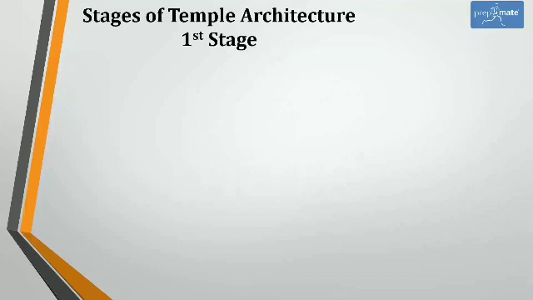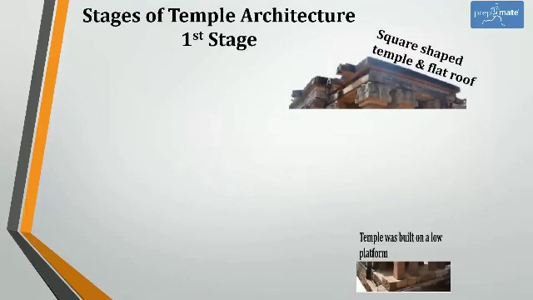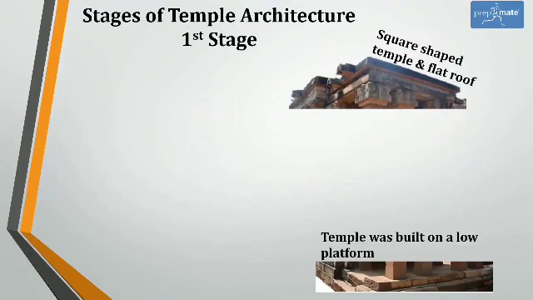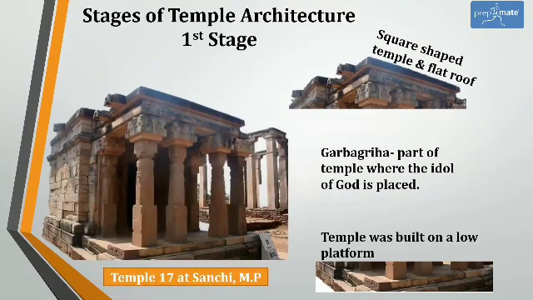In the first stage of temple architecture, temples were square in shape and had flat roofs. The temple structure was built on a low platform. The structure housed a Garbhagriha or sanctum sanctorum. Garbhagriha was the part of the temple where the idol of God was placed. An example of such a type is Temple 17 at Sanchi, Madhya Pradesh.